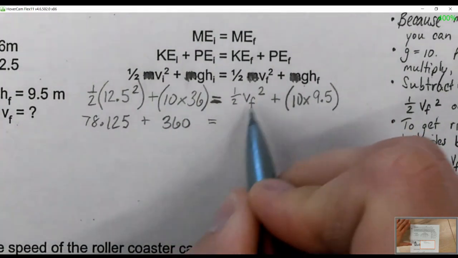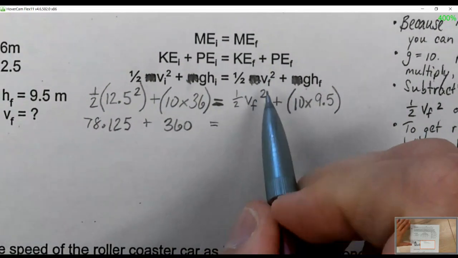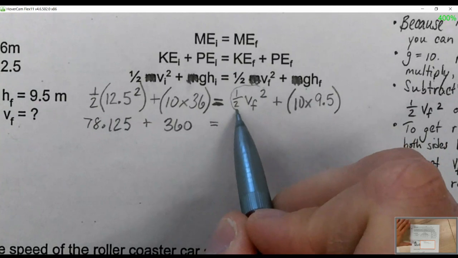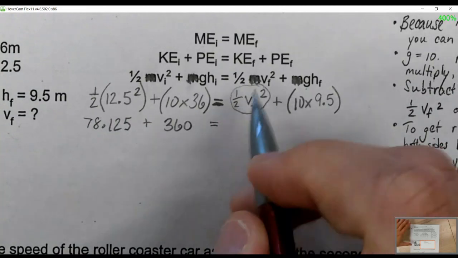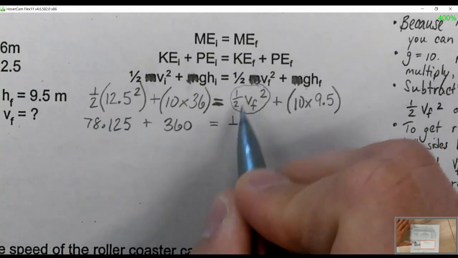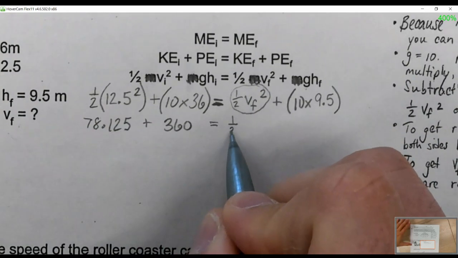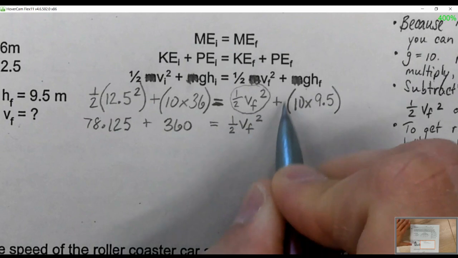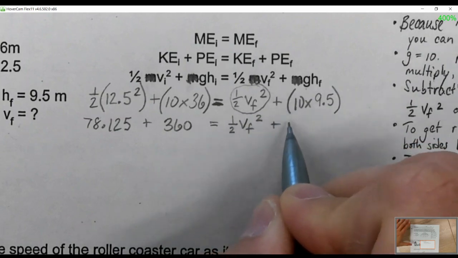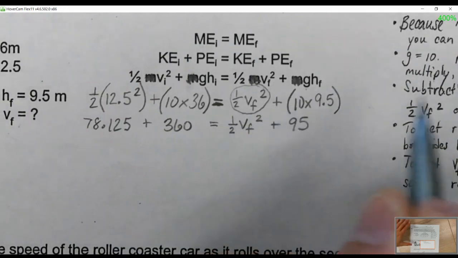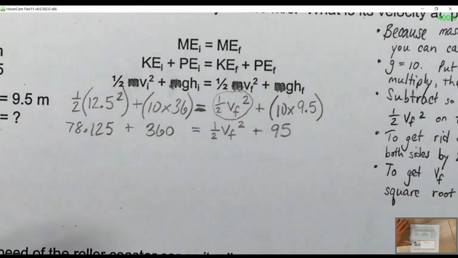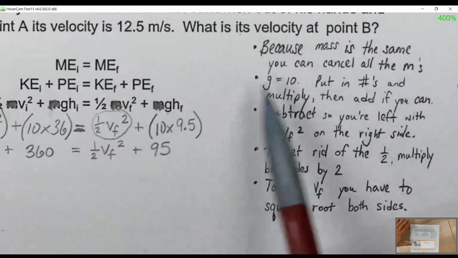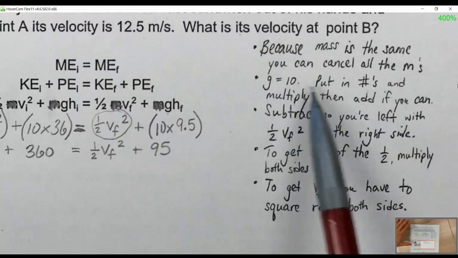Equals. We still don't know what this is, but we can't do anything yet. You don't do anything until you've got this entire thing isolated. So I don't want you multiplying by 2 or anything just yet. Just keep this all together for right now. And what's 10 times 9.5? 95. So I wrote here, G is 10, put in the numbers, multiply, then add if you can.